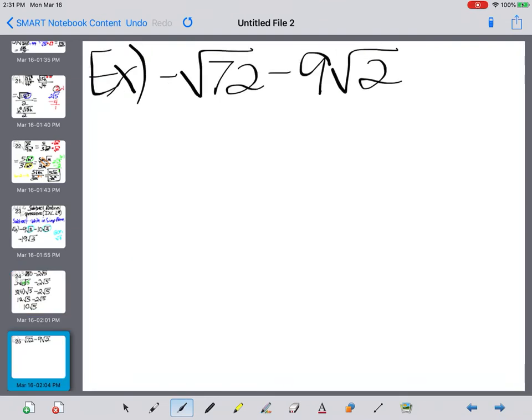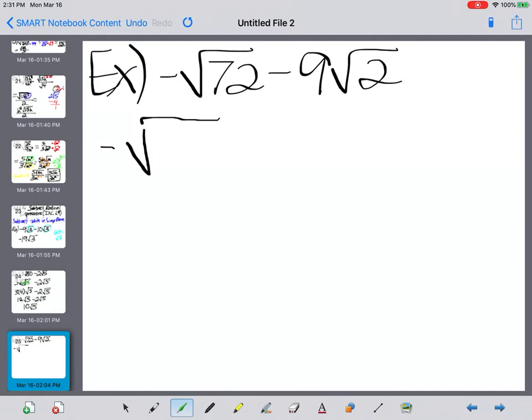Okay, so let's look at the next example. On this one, we have negative square root of 72 minus 9 on the square root of 2. So once again, we don't have that greatest common factor. We cannot combine it. But we can break the square root of 72 down. So let's do that. So I'm going to have negative square root. Okay, so square root of 72.